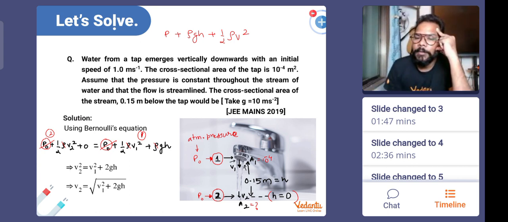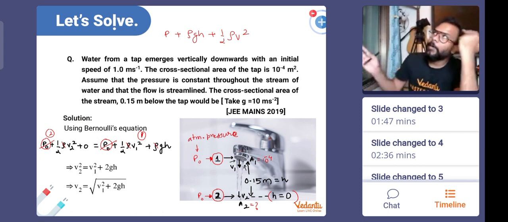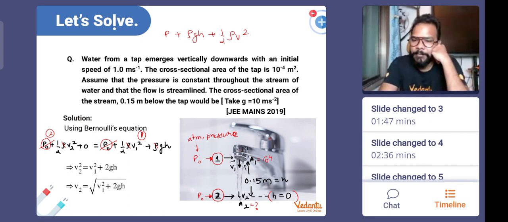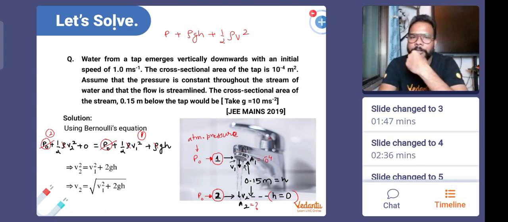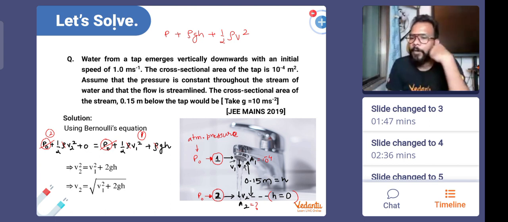So will there be any pressure from the pipe on the fluid? Pipe doesn't apply any pressure here. अगर pipe pressure apply कर देता तो पानी अपने आप ऊपर चढ़ जाता. Pipe does not apply any pressure. Viscosity is not pressure. Okay.